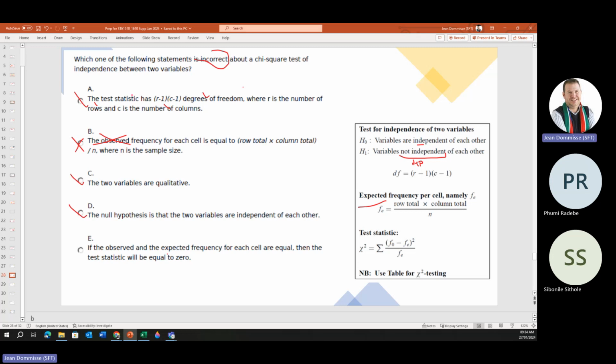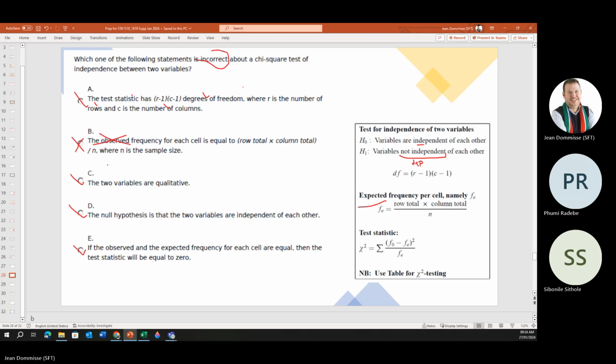If the observed and the expected frequency for each cell are equal, then the test statistic will be equal to 0, which is correct. Let's check: if that and that are exactly the same, the top will be equal to 0, so the sum of 0 is 0, and then your test statistic will be 0. So that is definitely correct.